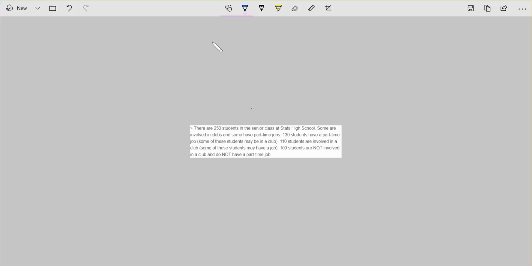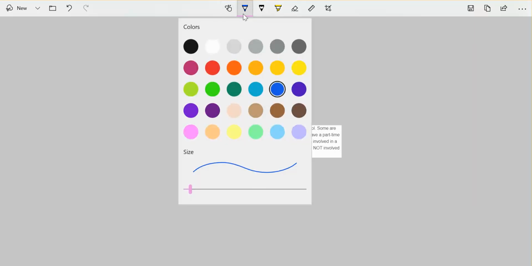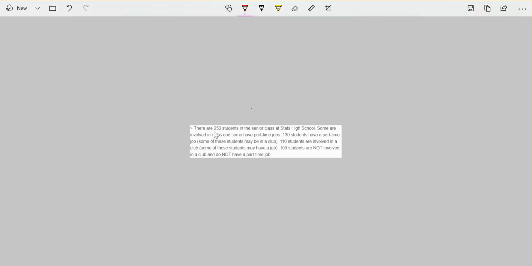For this problem, what we're doing is we're making a two-way table. To make a two-way table means that I have two different variables that I'm dealing with. In this case, I know I have a total of 250, and I'm dealing with clubs and part-time jobs.